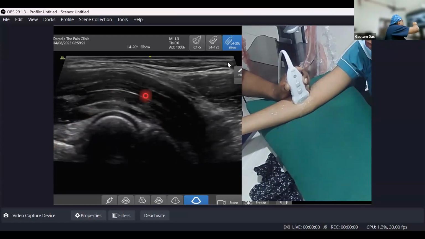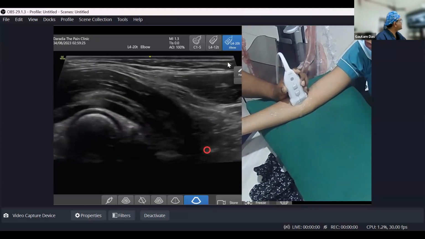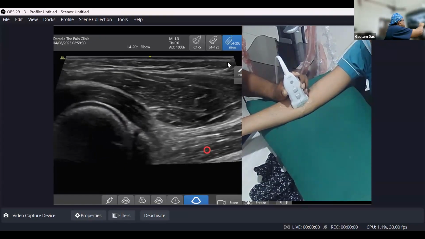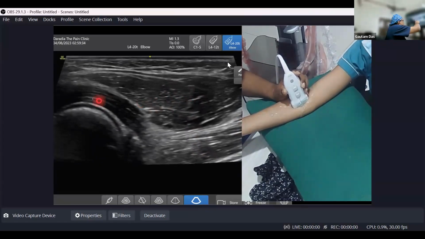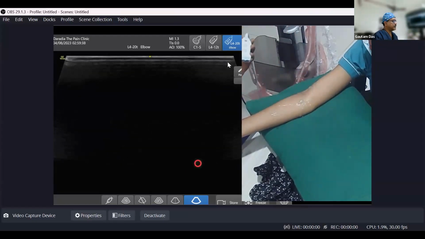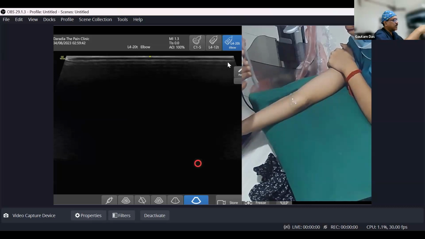This muscle is your brachialis muscle. So brachialis muscle is getting attached. It is coming over the coronoid and it is getting attached over the ulna. And if I'm going laterally, this muscle is your pronator teres muscle. So this is your brachialis coming here and getting attached here. So this was the anterior elbow. Now coming to the medial elbow.